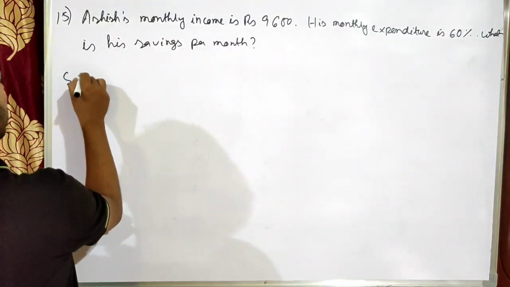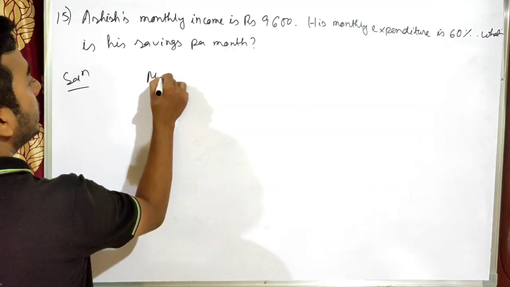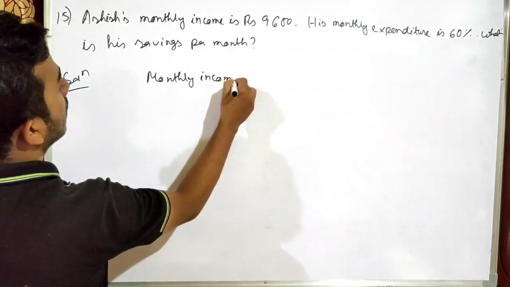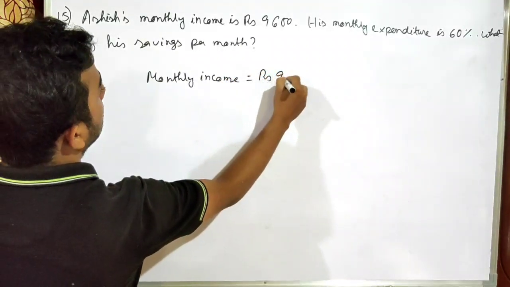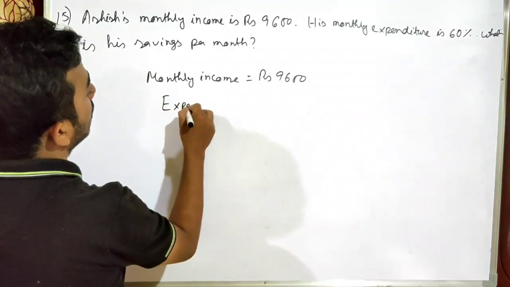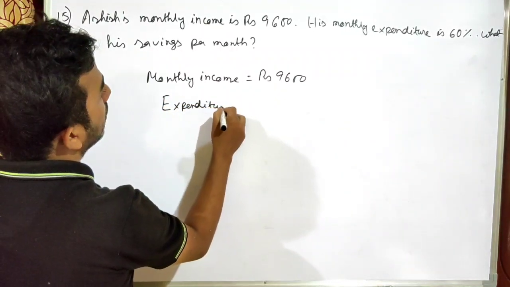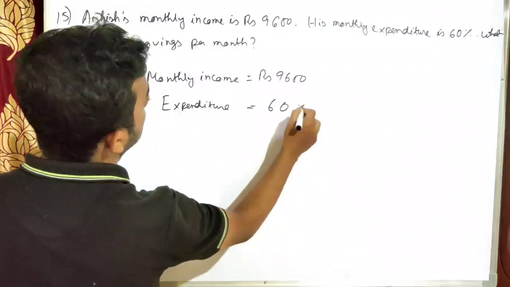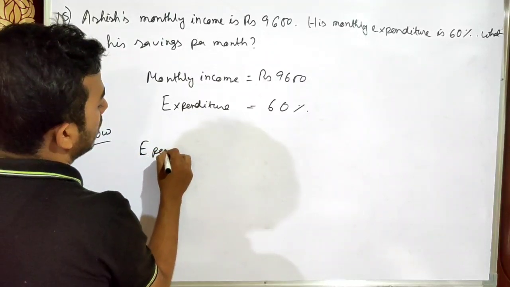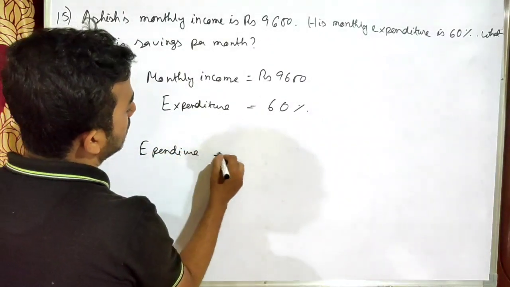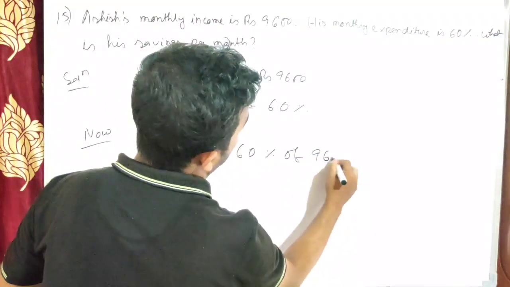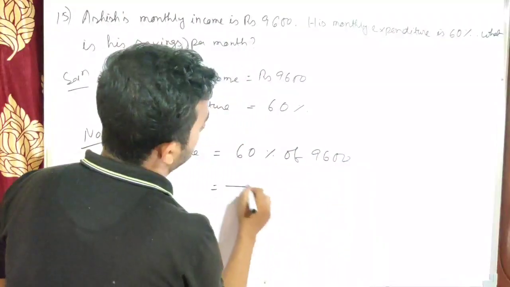So let's solve. Monthly income equals rupees 9600. Then expenditure equals 60%. Now expenditure equals what? 60% of 9600. Okay, so 60% means what?